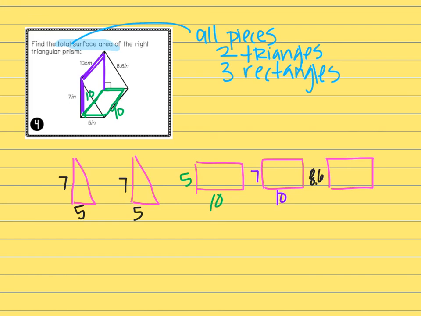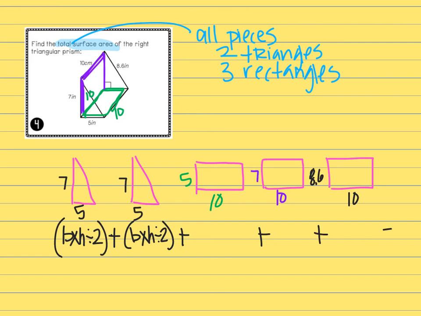8.6 and 10. Do remember, guys, when you do your triangle, it's base times height divided by 2, or half BH. Base times height divided by 2, or half BH. And then you have your 3 rectangles. And then put all 5 pieces together to say your final overall total surface area answer.